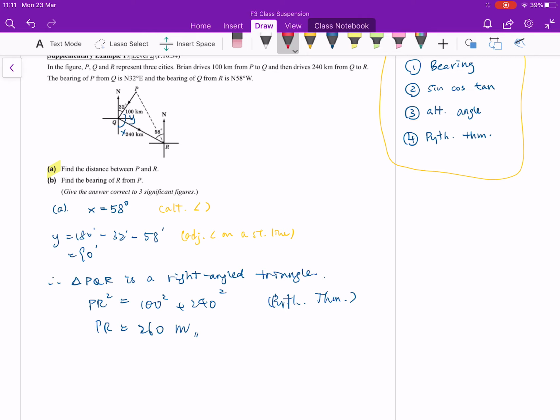And then for part B, I use another color. Find the bearing of R from P. Let me clean this one first. Of R from P, so I draw a cross on P. We just talked about we need to find out the bearing, but not specified as compass bearing or true bearing. Means you can choose. You can either give me your answer in compass bearing or true bearing. Okay, for me, I would like to use compass bearing, because if I can find out this angle, then I can answer the questions in compass bearing without further calculation.